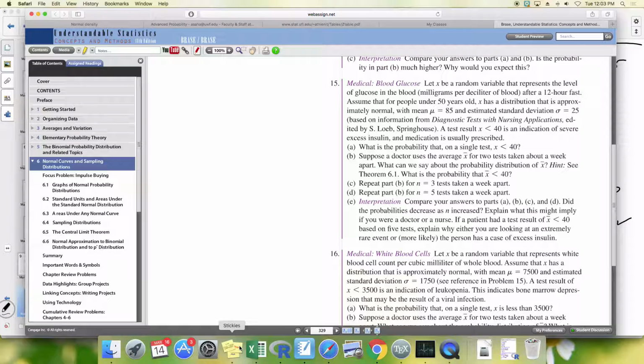Part A is, what's the probability that a single test x is less than 40? Okay, so this is not a CLT problem. Part A is not a CLT problem, but the way they are making the question up, it kind of looks like that. So what am I talking about?